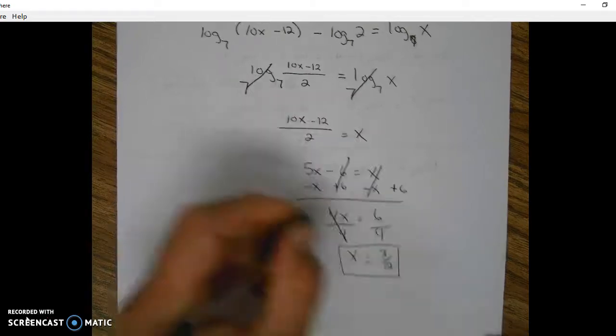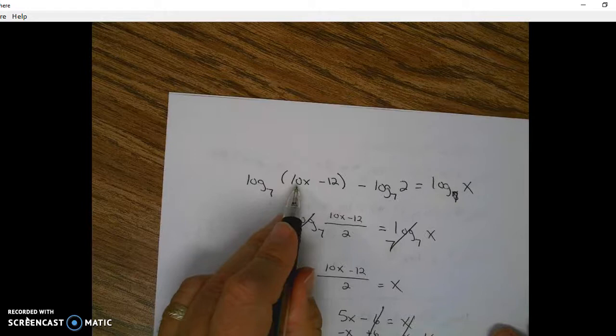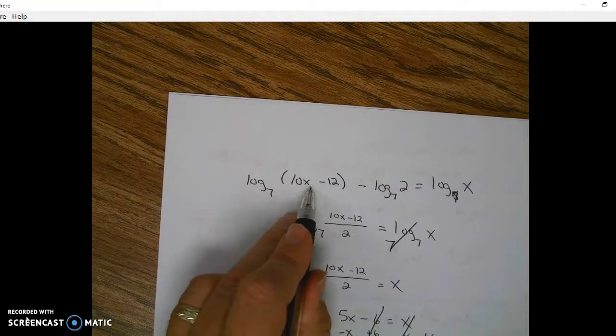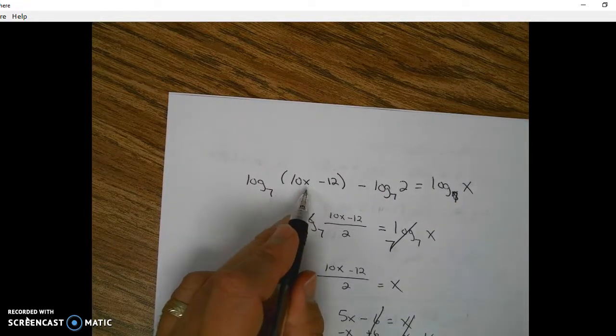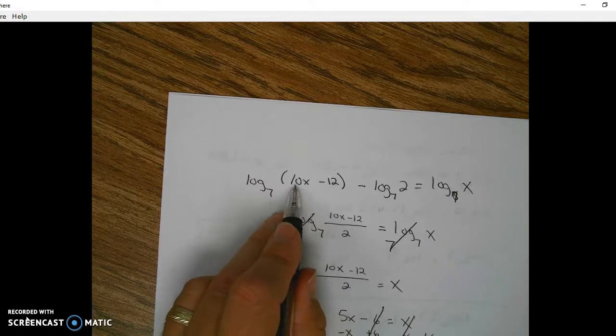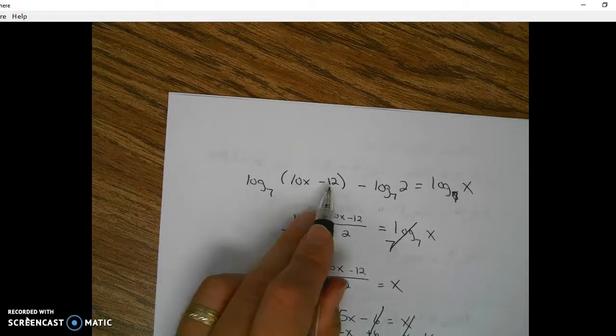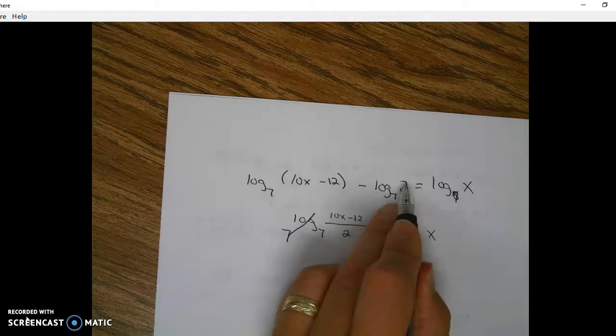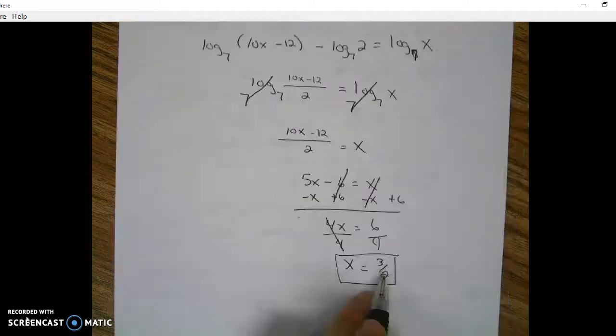Take that, plug it back in, and 10 times 3/2 is going to be 30/2, which is 15. 15 minus 12 is 3. So that works. 3 divided by 2 equals our answer, which is 3/2.